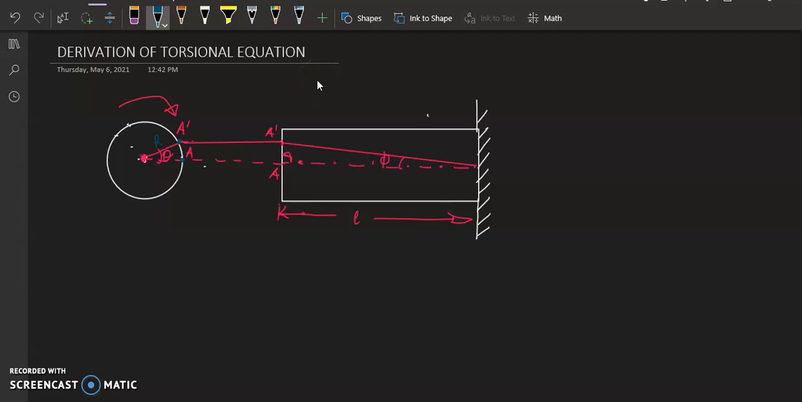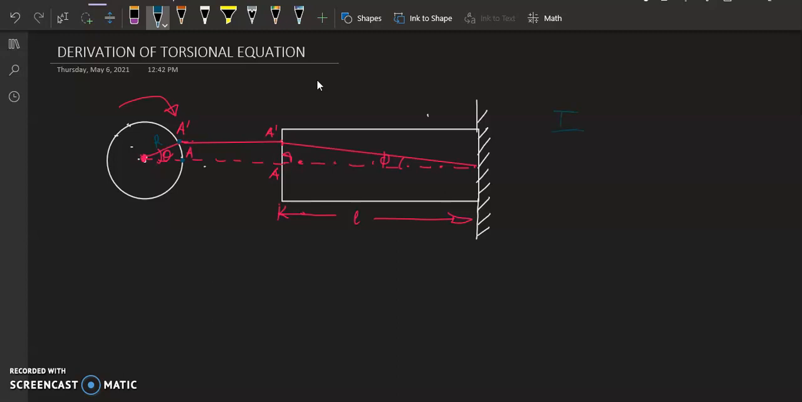Welcome to this tutorial. In our last segment, we had looked at an introduction to torsion, and I mentioned the torsion equation. So in this video, we are going to see how to derive the torsion equation. Just to recall what the torsion equation looks like.